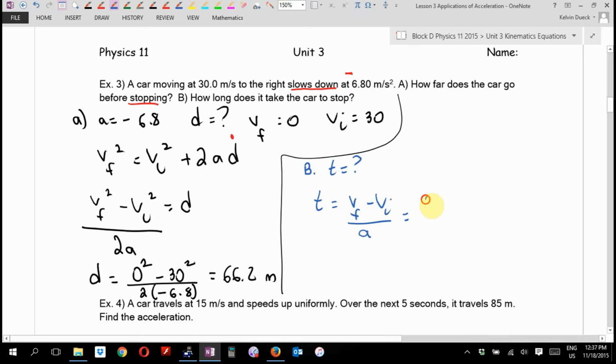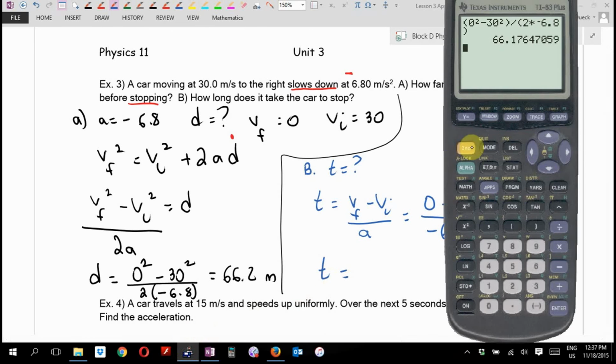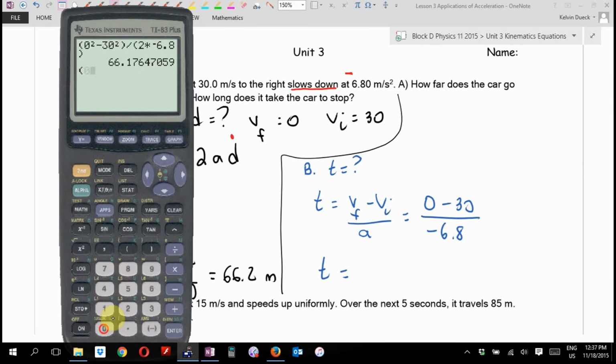Plug and chug. 0 minus 30 divided by negative 6.8. Zero, take away 30, more than one number on the top, brackets, divided by negative 6.8. I got 4.4117, about that. I guess 3 sig figs again. I'll go 4.41. 4.41 what?